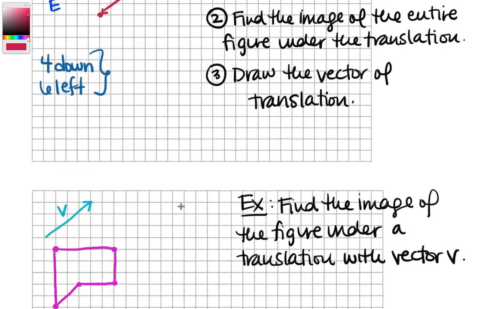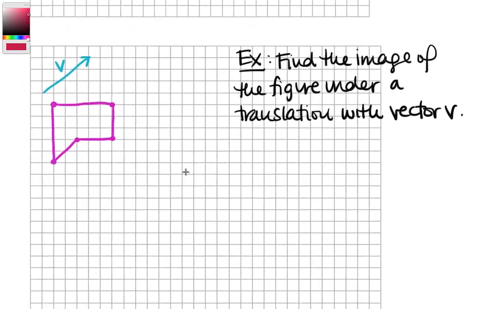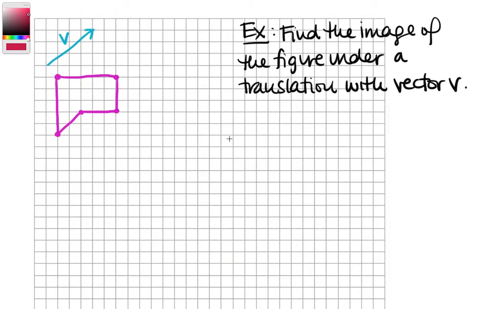And our last example: find the image of the figure under a translation with vector v. All right, well, let's take a look at our vector here. It goes up 1, 2, 3 and right 4. And that's what we want to do to our shape here. So let's start with this top left corner. It goes up 3 and right 1, 2, 3, 4.